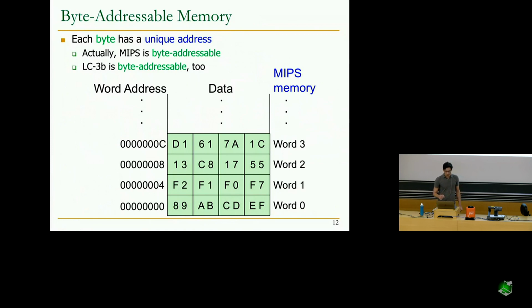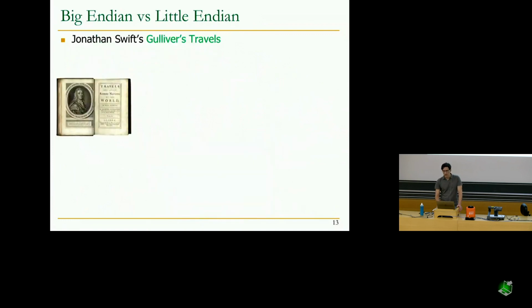Okay? Now there is 1 question here in word address, so in word 0. We know that these 4 bytes are address 0 to address 3. But which one is address 0 and which one is address 3? So is this 89 address 0 or address 3, or this EF? So the question is, how are these 4 bytes addressed? And this is called the Endianness.